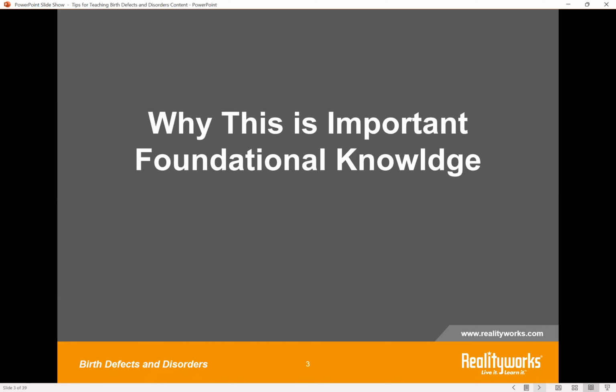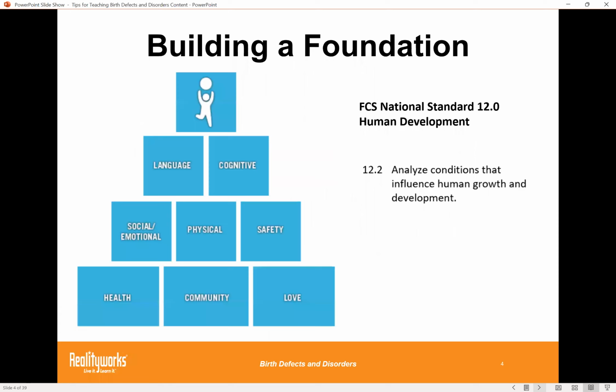So why is this important foundational knowledge? Well, depending on the focus of your pathway and course, it's important to understand birth defects and disorders. So if you are a FACS teacher and teach human growth and development over the lifespan, National Standard 12.2 includes this. If you look at the building blocks to human development, this knowledge is part of the health foundational block on the bottom, but it also impacts most of the items above as development continues, such as physical, social, and emotional health, and sometimes even language and cognitive development, depending on the condition.